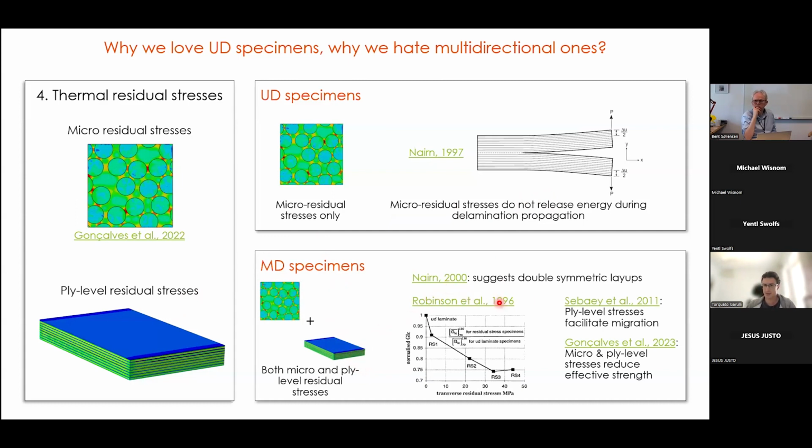there has been the suggestion that double symmetric layup would help, but of course this constrains a lot the design space and even the interface that we are going to test. Furthermore, this only solves problems from thermal coefficients, actually, and even if you use layups of this type, but you're able to change the residual stresses, you will see an effect on the fracture toughness. Furthermore, both micro and mesoscale residual stresses reduce the effective strength of the plies, so facilitate migration.